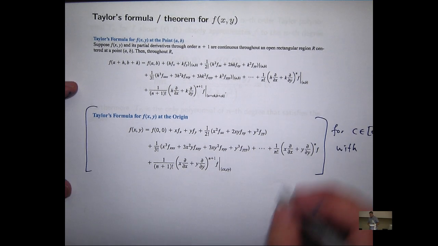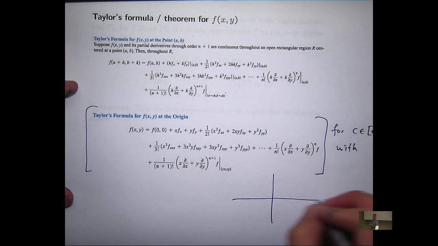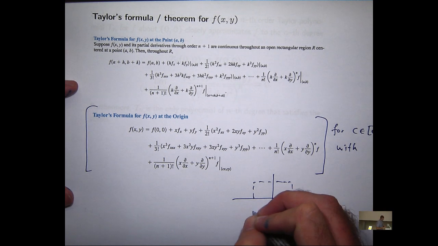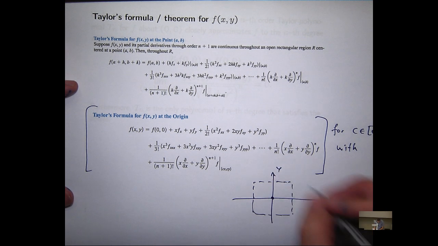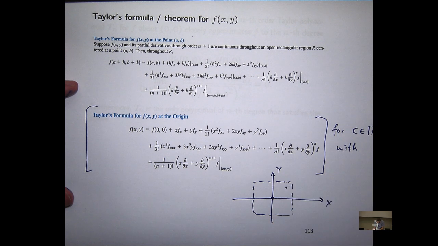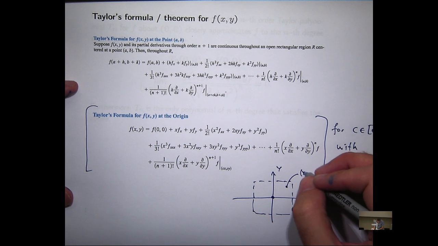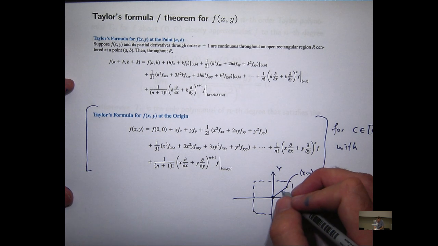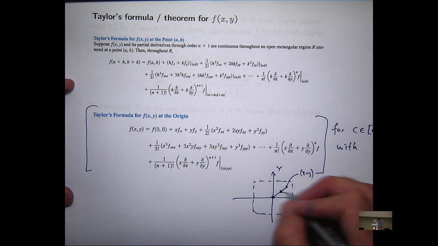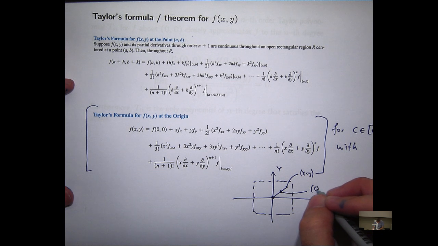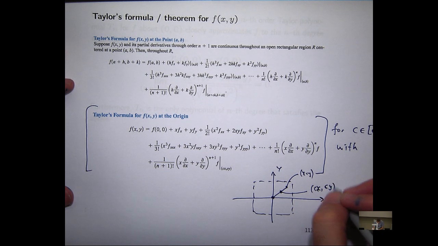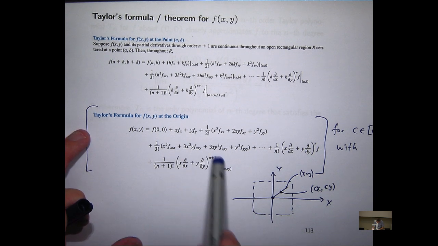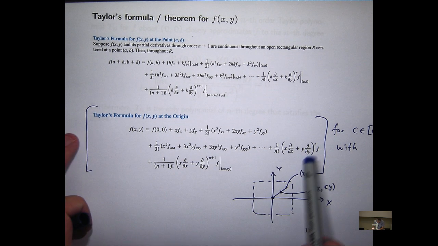So let me just draw a little diagram here. Here's the origin. Say here's a point, x comma y, and you draw a line segment. There's some point on that line segment, Cx, Cy, where you're evaluating this.